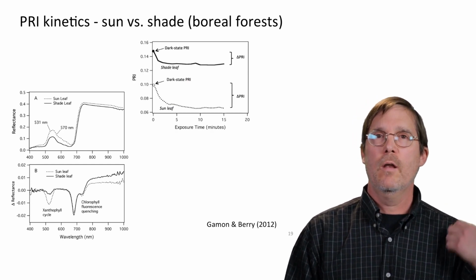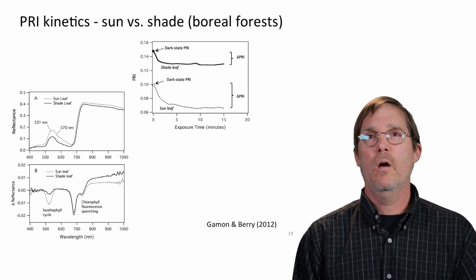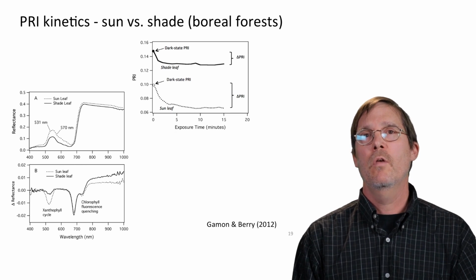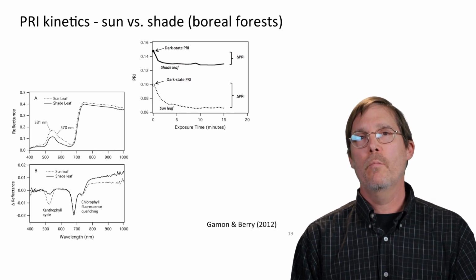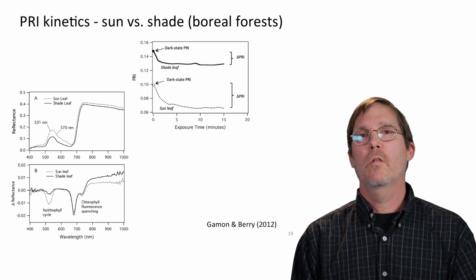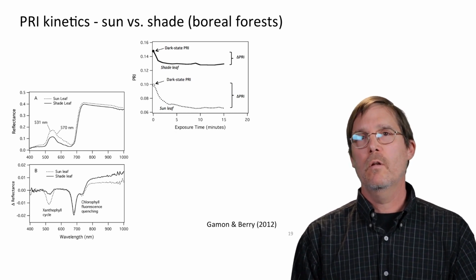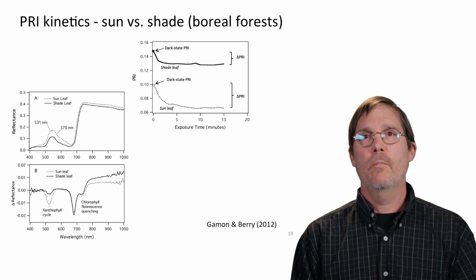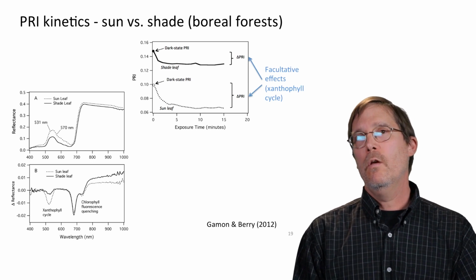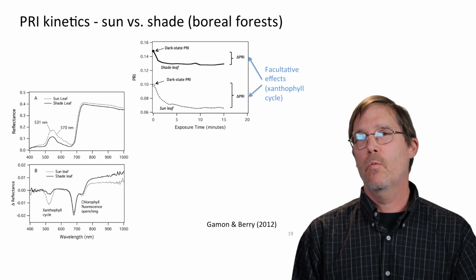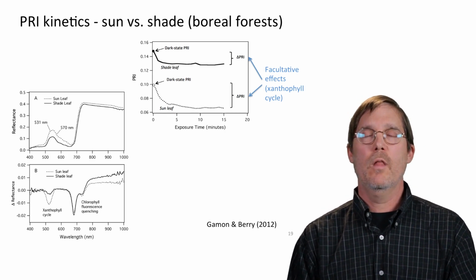And we can see that dynamically in this plot on the right, which is a plot of PRI as a function of exposure time to light. So starting with a dark adapted leaf, we can see how these leaves, the shade and the sun leaf respectively, in the top and the bottom, change from the dark state to the light state. Both of them exhibit a change in PRI, but the sun leaf has a larger change, and that dynamic part is the xanthophyll cycle operating. You can think of this as a facultative effect. It's changing within the time scale of a day, and that's very dynamic. It changes from minute to minute as the light changes.